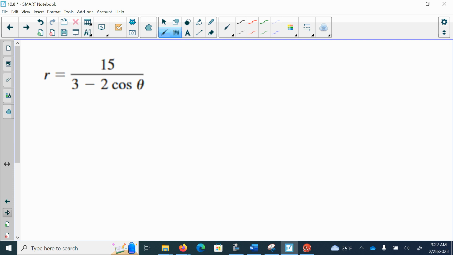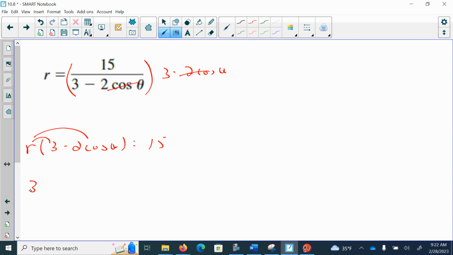If I wanted to change this to rectangular, in other words, I want to get rid of the theta and the r, and I want to rewrite it in terms of x and y, first thing I'm going to do is get rid of this denominator. So I'm going to multiply both sides by 3 minus 2 cosine theta. So I'm going to have r times 3 minus 2 cosine theta. That's going to equal 15 because these will simplify. And when I distribute the r, I'm going to have 3r minus 2r cosine theta is equal to 15.